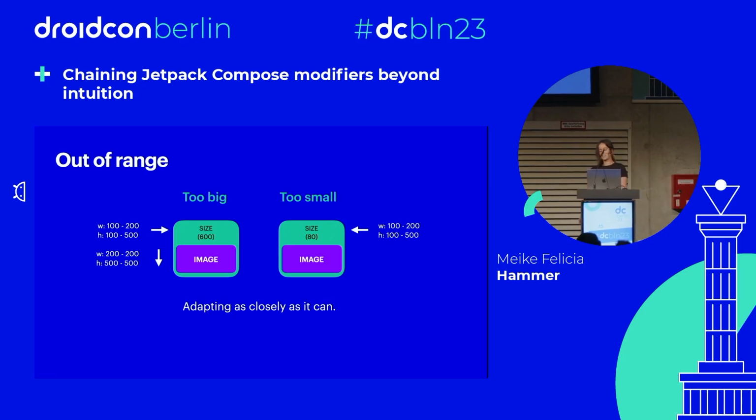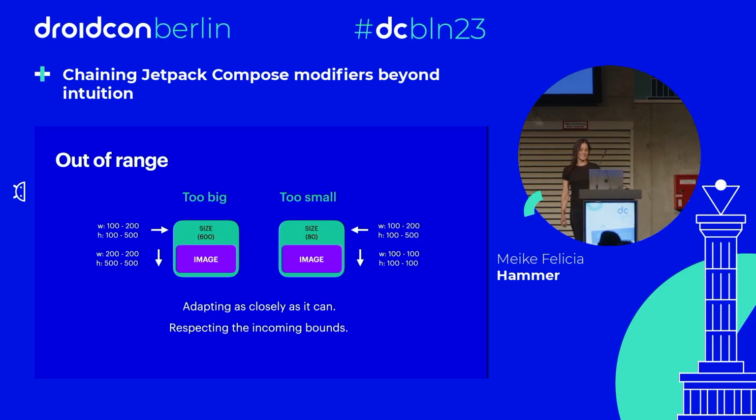Also, in case of being too small, we are forced to respect the incoming bounds again, and our image will show up at 100 by 100 instead of having a size of 80 like we wanted.